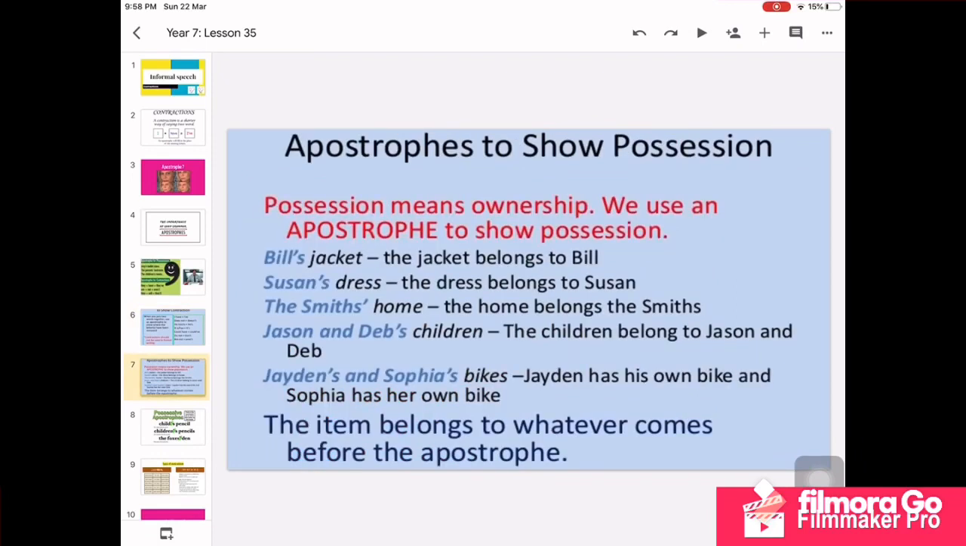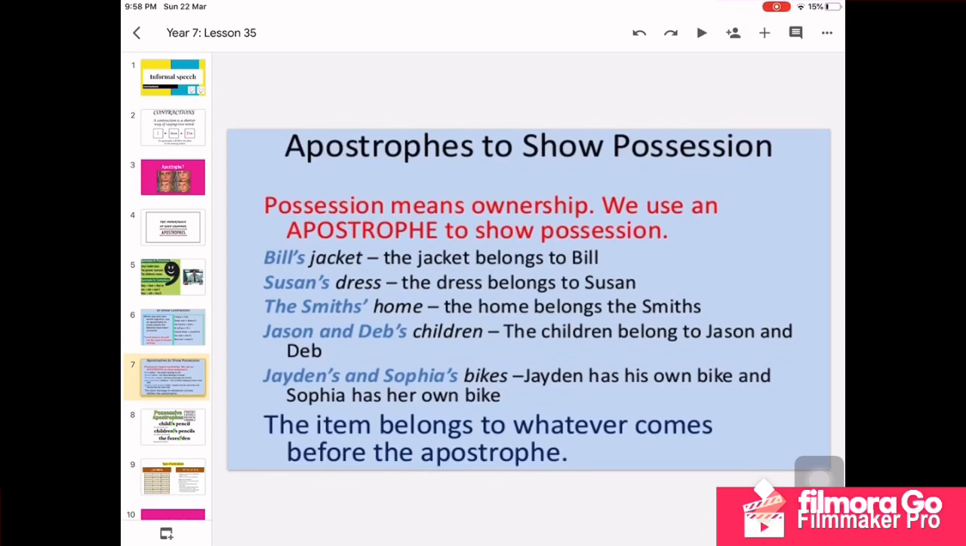Okay, apostrophe to show possession. Possession means ownership. We use an apostrophe to show possession. So Bill's jacket, the jacket belongs to Bill. So you put apostrophe and S. Susan's dress, the Smiths' home, Jason and Deb's children, Jaden's and Sophia's bikes.